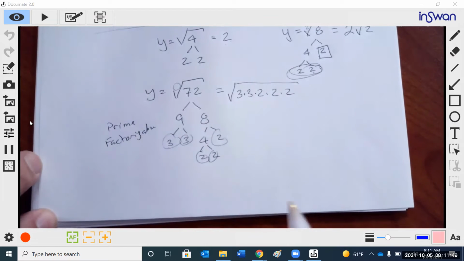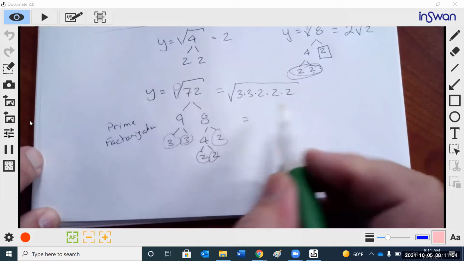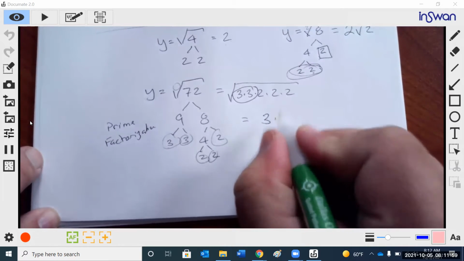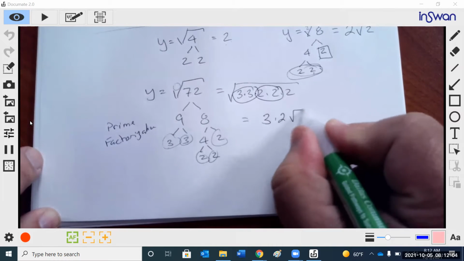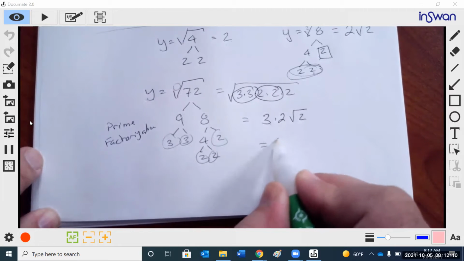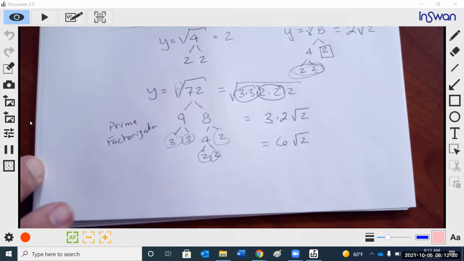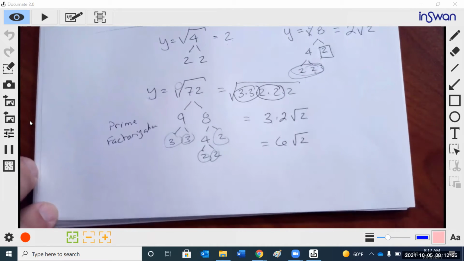That's what I'm getting to. I'm building up to it. So since we broke down 72, now if there's a pair of numbers, they can come out in front. There's a pair of numbers there. Whatever's left stays inside the radical. 3 times 2 is 6. Square root of 2. Okay, so that's how you simplify radicals. And that's what they mean, is you need to have 2 of a kind to take it out.